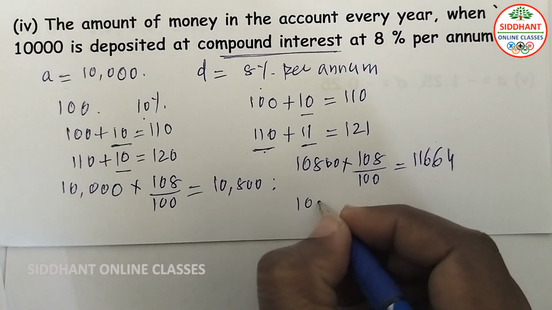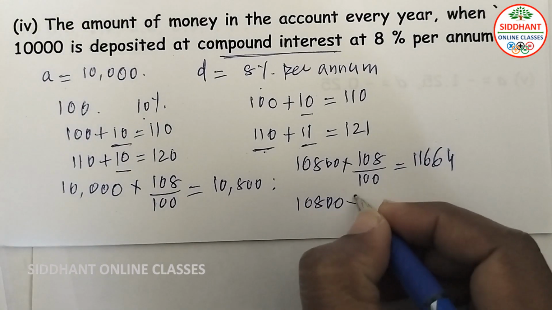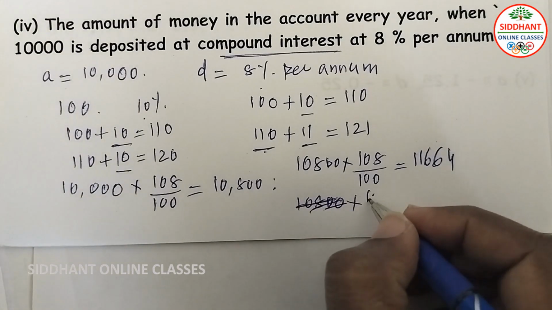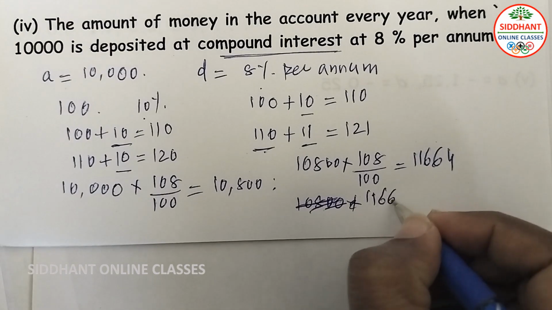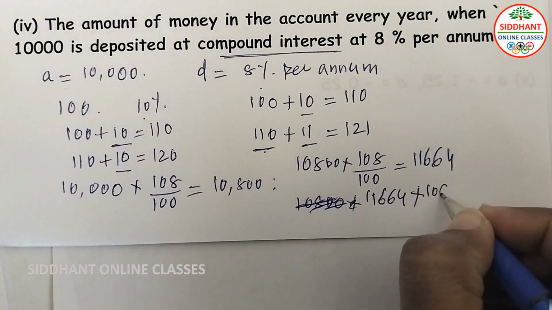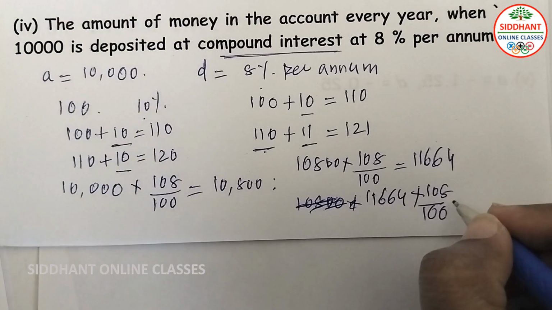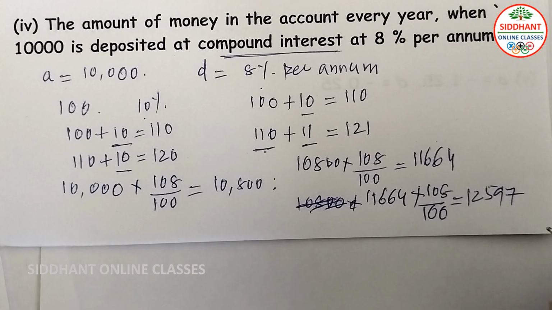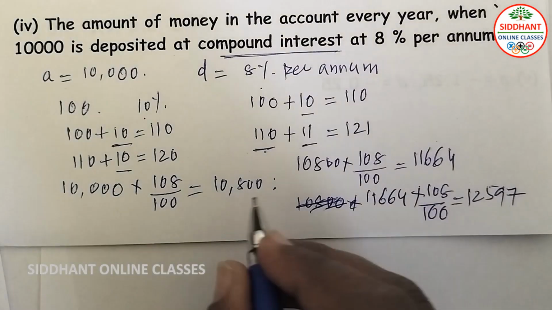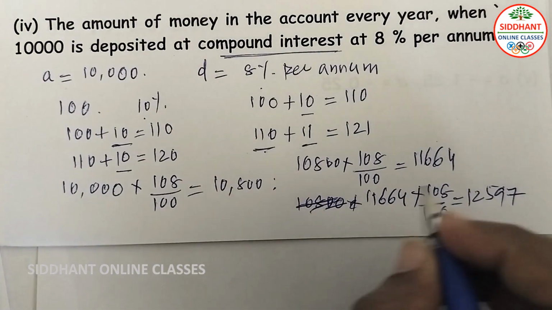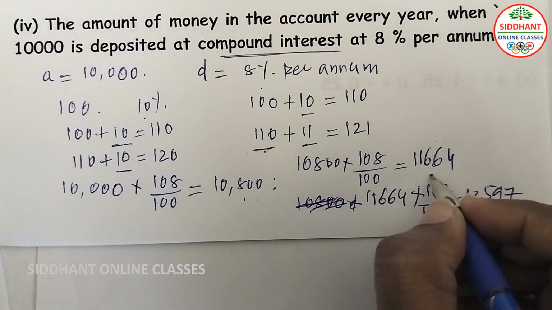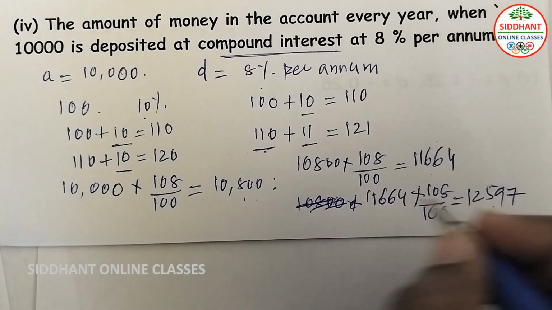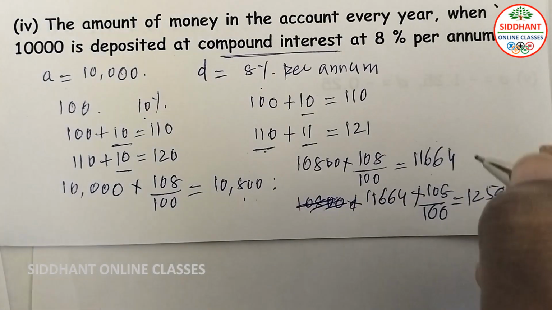And in the third year, 11664 into 108 by 100, then we are going to see 12597 here. So here when you are going to see the difference between 10,800, 11,664 and 12,597, the difference is not same here.